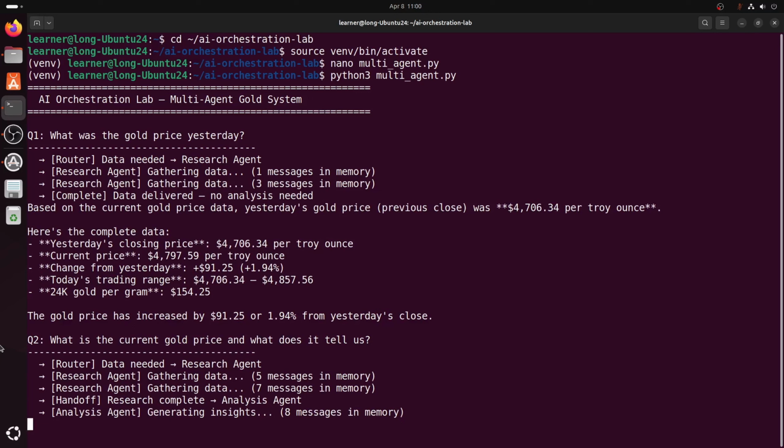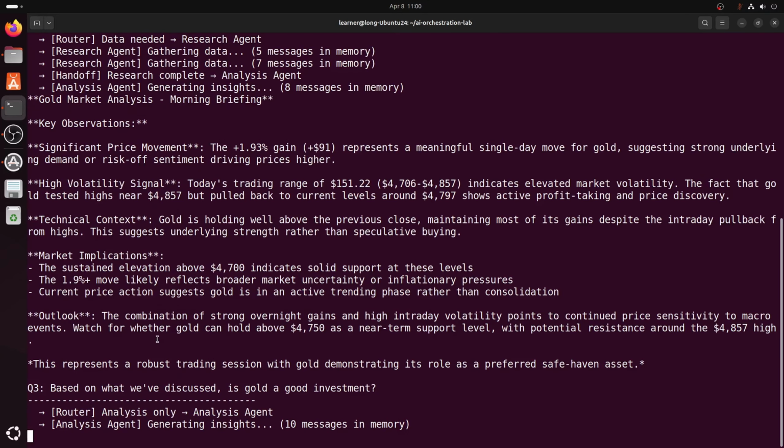Question 2. What is the current gold price and what does it tell us? Router sends it to research agent again. Data gathered. But now, research complete, handoff to analysis agent. The analyst kicks in and generates a full market briefing. Look at the message count. The analyst sees everything the researcher collected. That's shared state in action.